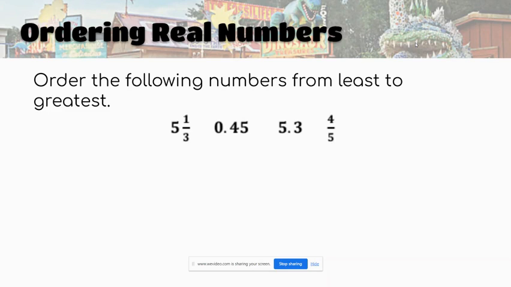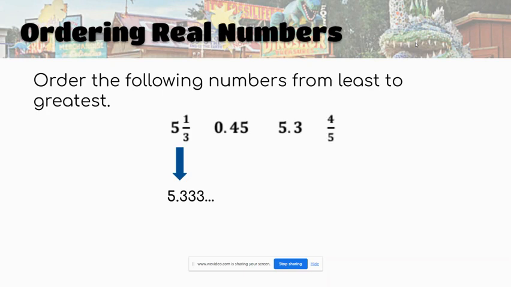So the very first thing I'm going to do is convert 5 and 1/3 to a decimal because it's currently a mixed number. Well, to change a mixed number to a decimal, I'm just going to keep the whole number the same. So it's going to be 5 point whatever the decimal is. And to change the fraction to the decimal, we're going to divide the numerator by the denominator. So 1 divided by 3, which is 0.3 repeating. So this is just 5.3 repeating.